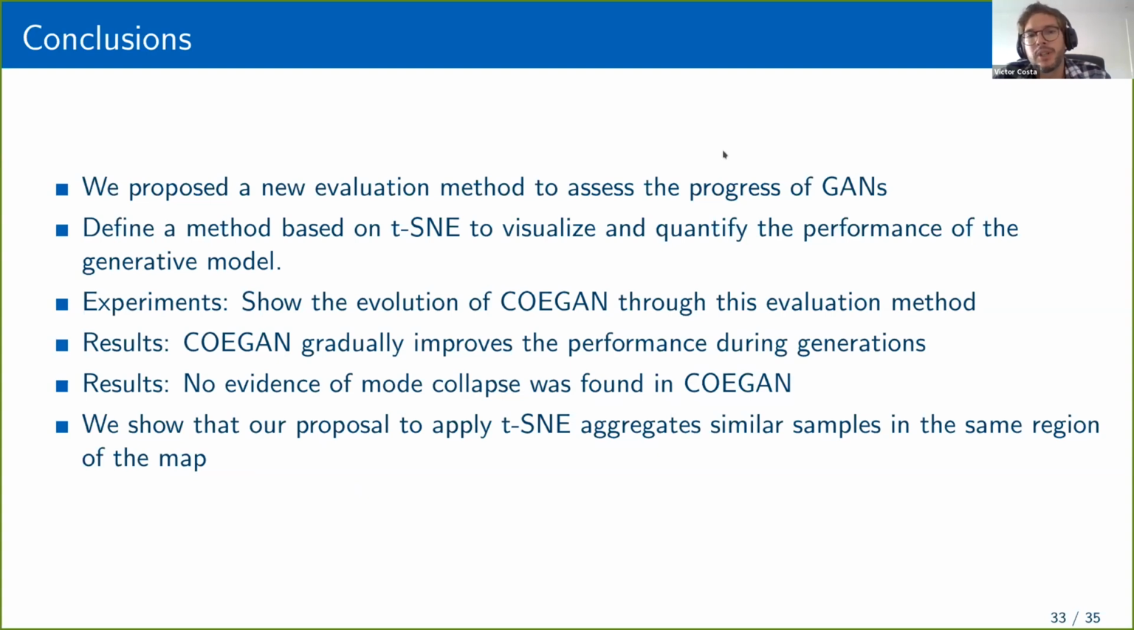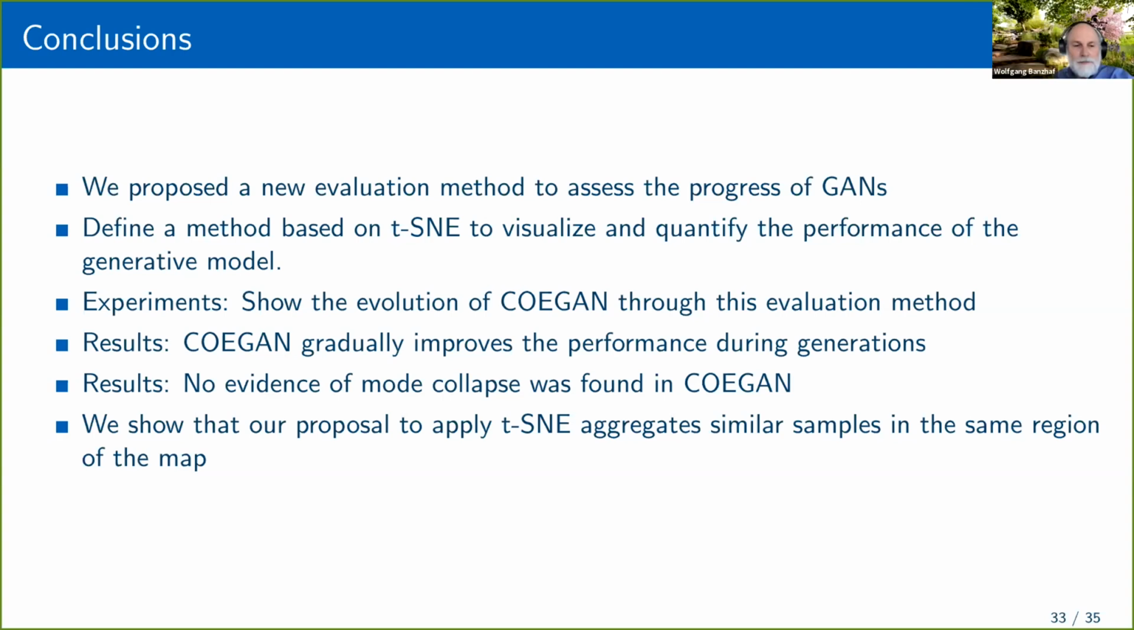So to conclude, we propose here a new evaluation method to assess the progress of GANs. We define this method based on the t-SNE algorithm that is capable to provide and reveal the structure of the data, but we also use this information to derive some metric to compare some distribution with the distribution created by generators in a GAN. We show by the experimental phase that the evolution of COEGAN through this evaluation method is progressive. So COEGAN evolved progressively the generator to achieve relatively good results in the Fashion MNIST image dataset. We also found no evidence of mode collapse when using this evaluation method. And we show that our proposal to apply the t-SNE also aggregates similar samples in the same region of the map.